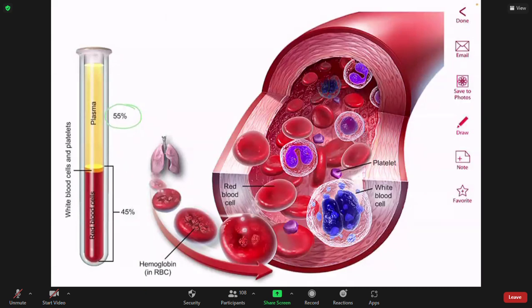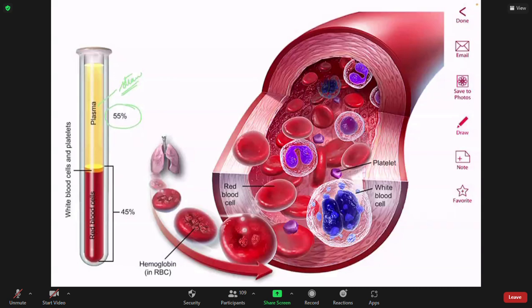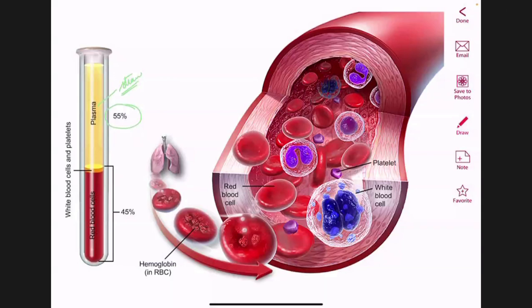Can you see this? In NCERT there was a statement given, right? Plasma is a straw colored fluid. This is how straw color looks like. Many people had a doubt about what is straw color, they used to come and ask. So this is what straw color looks like. Okay, straw colored fluid. And the remaining 45% is formed elements.